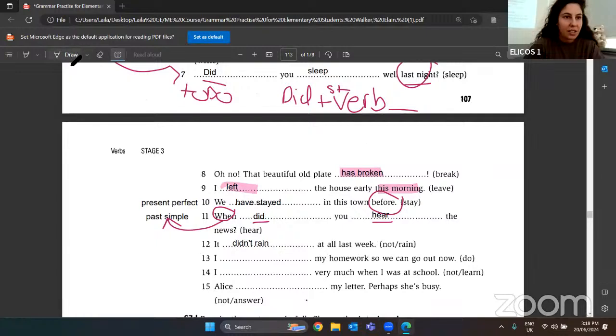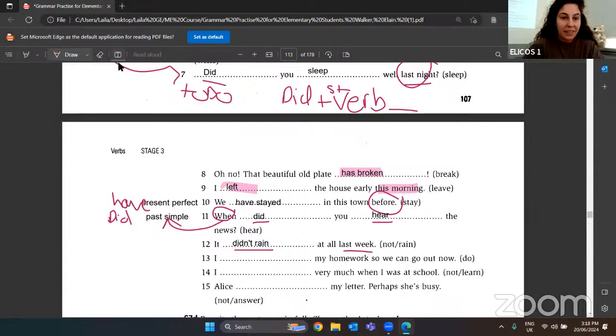Yeah, it's a finished, completed action. It says exactly when. It didn't rain. Did or didn't is used with the past simple. Okay, so you use did with the past, and have in the present.